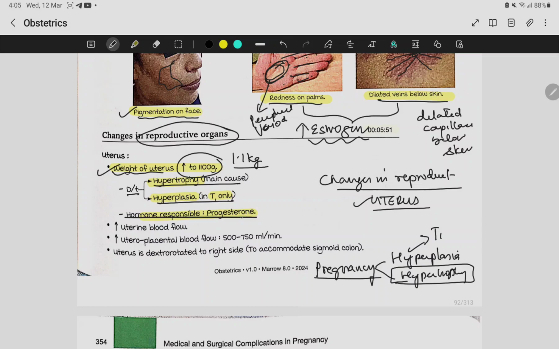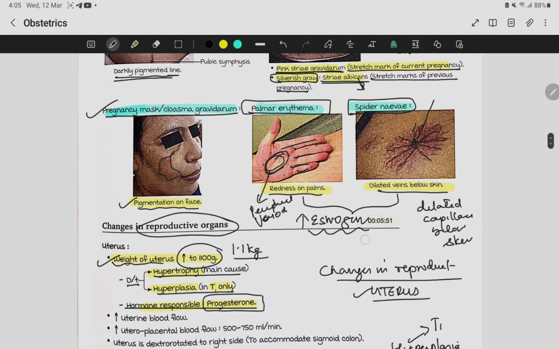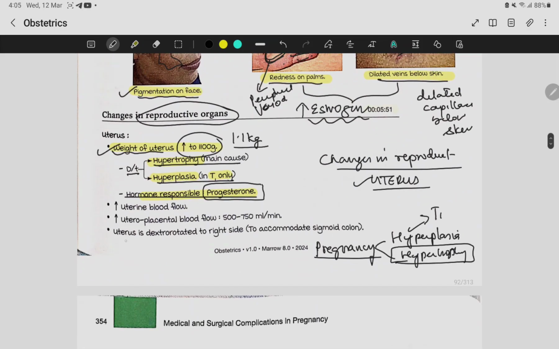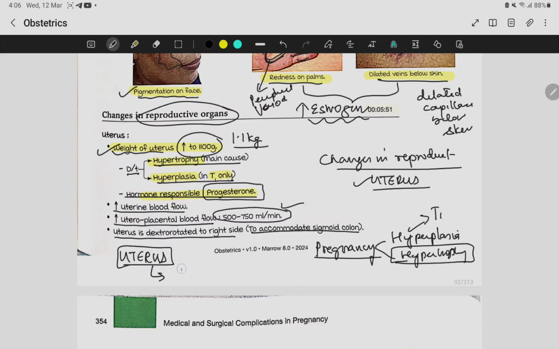The hormone responsible for these changes in the weight is especially progesterone. Whatever skin changes we studied were due to estrogen, whereas the changes in weight are due to progesterone. There is also an increase in blood flow, and the uteroplacental blood flow increases to 500 to 750 ml per minute. Also the uterus gets dextrorotated. What is the reason for this? It is the presence of the sigmoid colon, which lies on the left side. Because the sigmoid colon is filled with feces, the uterus gets pushed to the right side, which is called dextrorotation.